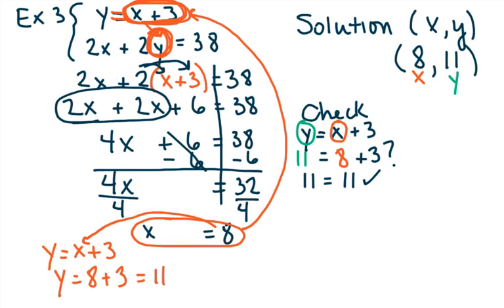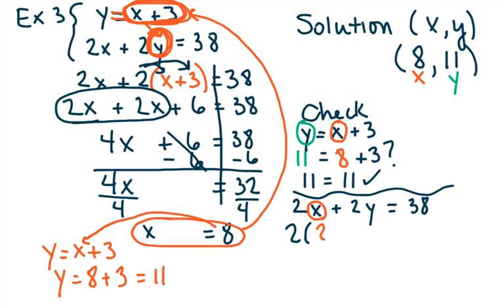When I plug it into the second equation, it's 2x plus 2y equals 38. So my x value that I have here is going to be 8, so it's 2 times 8. Plus my 2 times my y value. My y value is 11. And I want to know if that really does equal 38. So I do the calculation.